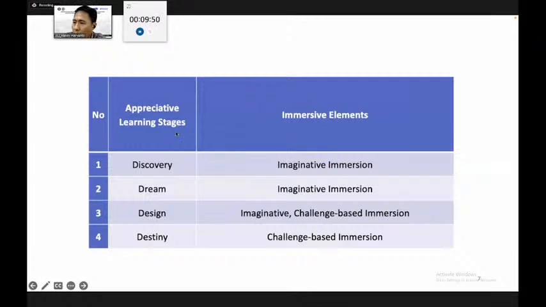So in this game, we have four appreciative learning stages that we implement into the immersive elements. They are discovery, which maps into sensory immersion; then the dream stage, which maps into imaginative immersion; then design, which maps into imaginative and challenge-based immersion. And destiny, we have the destiny stage mapping into challenge-based immersion.